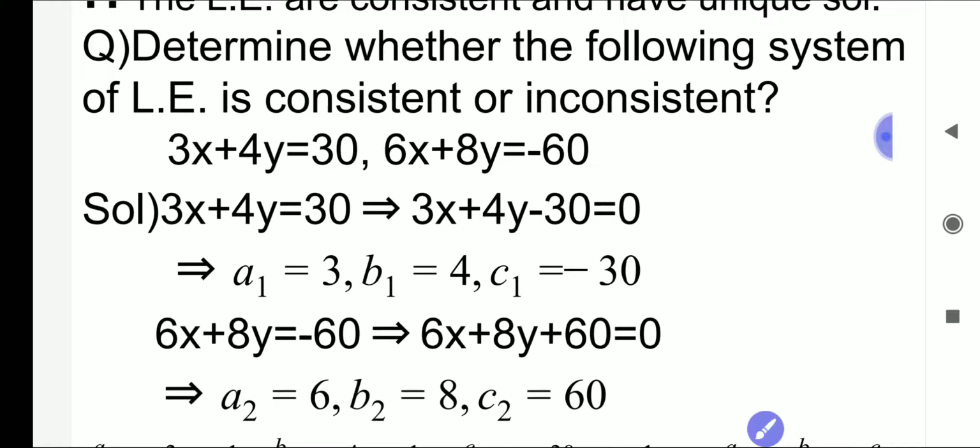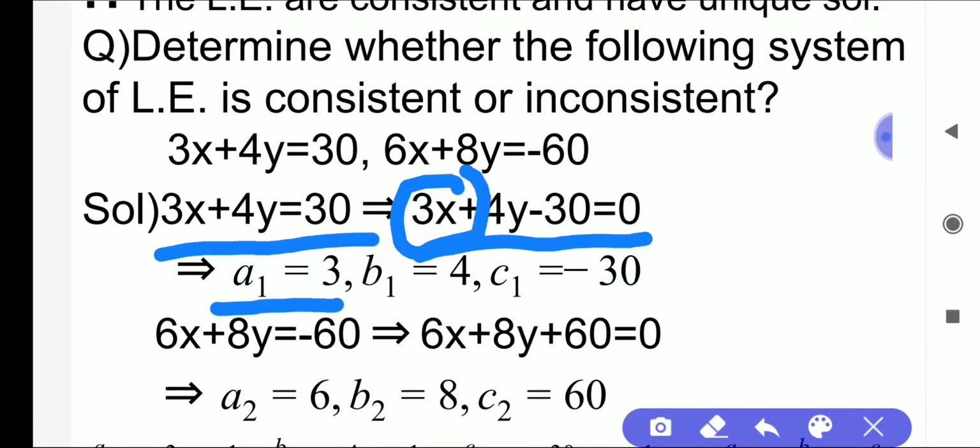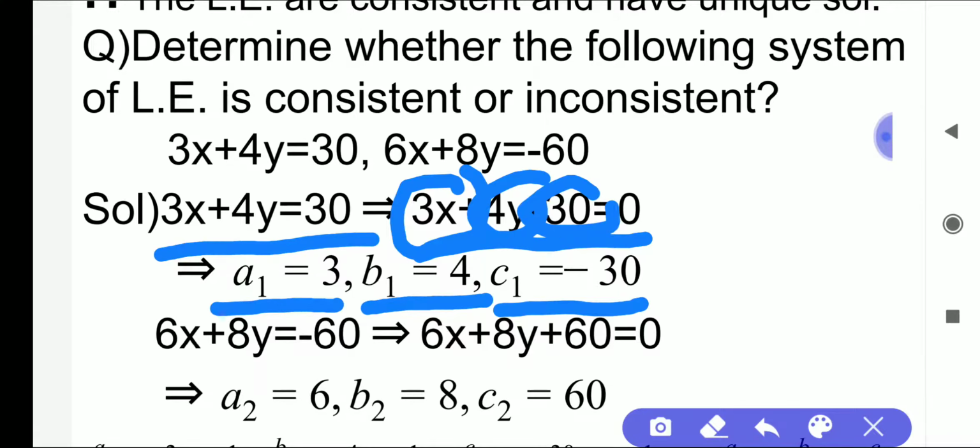Now, another question. Determine whether the following system of linear equations is consistent or inconsistent. The first linear equation is 3x plus 4y is equal to 30. Now we change it into ax plus by plus c is equal to 0 form. So it is 3x plus 4y minus 30 is equal to 0. By comparison, a1 is equal to 3, the x coefficient, b1 is equal to 4, the y coefficient, and c1 is equal to minus 30, the constant.